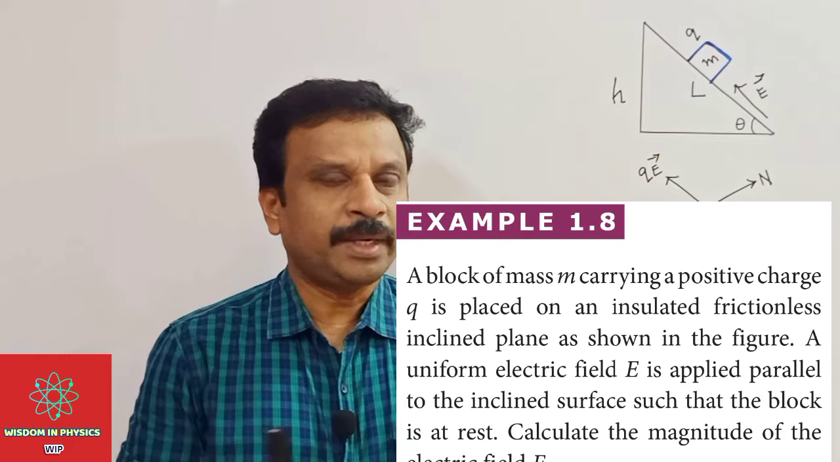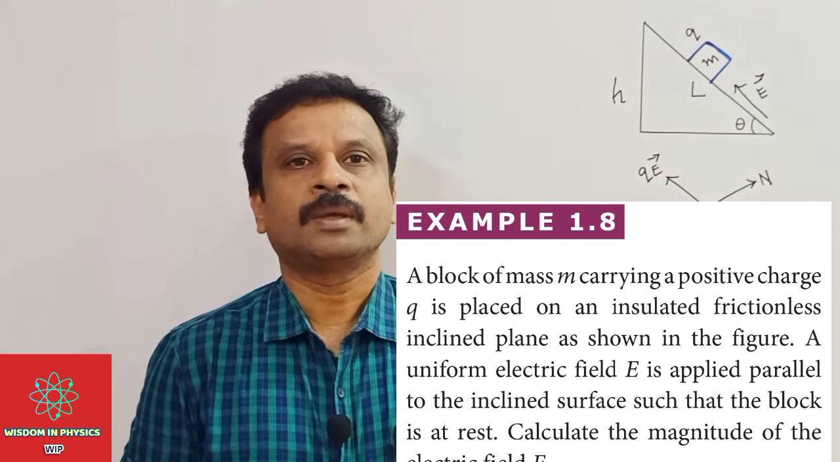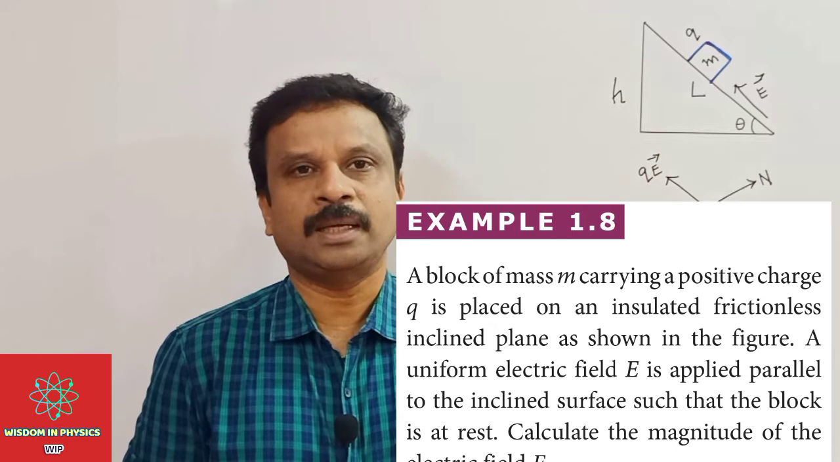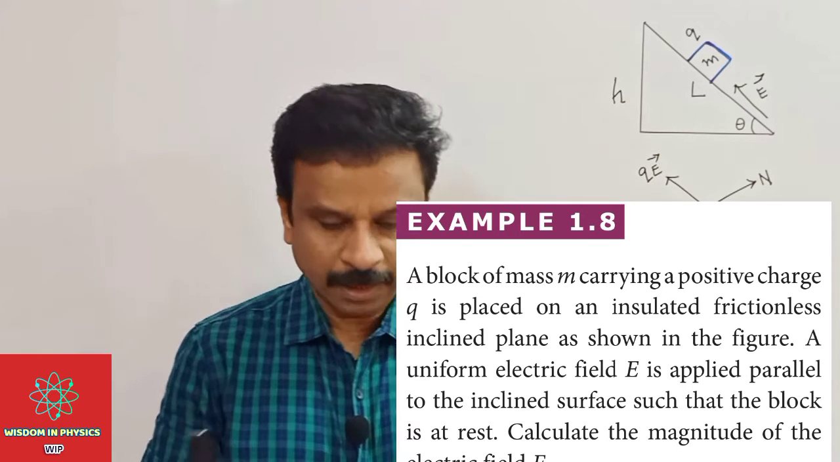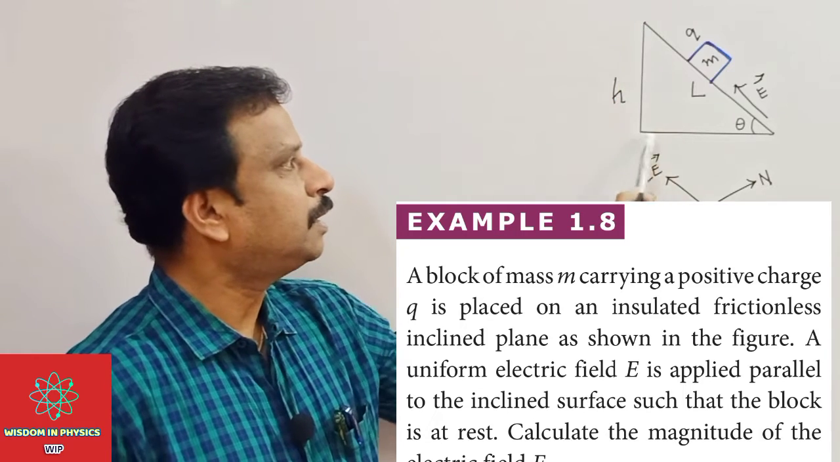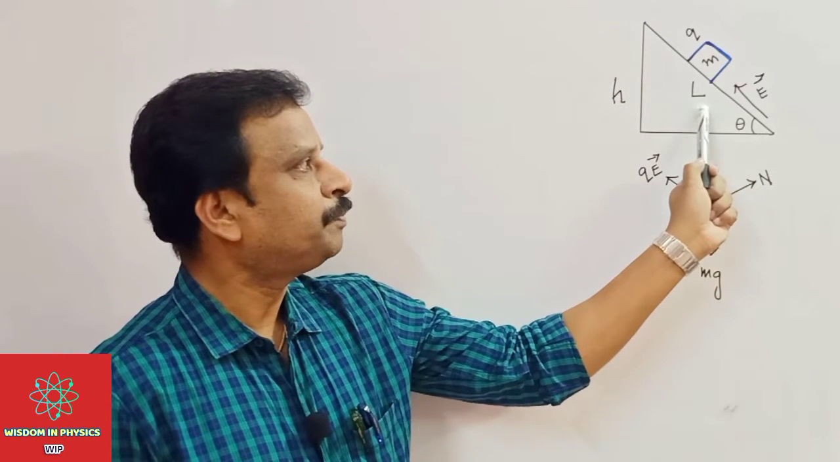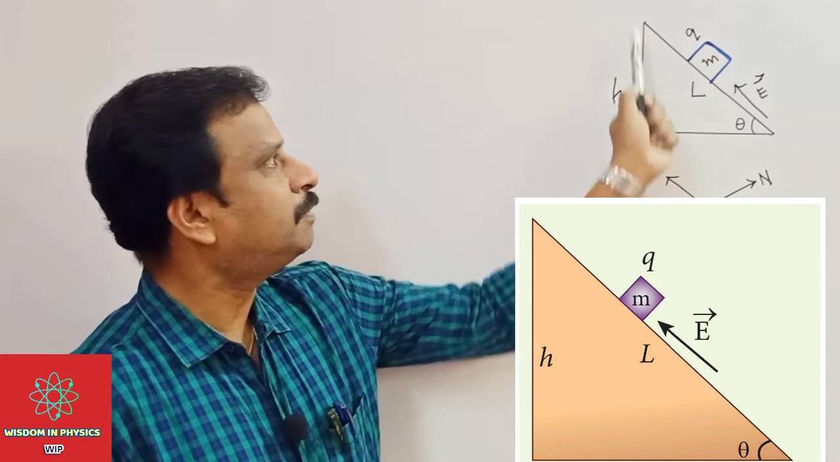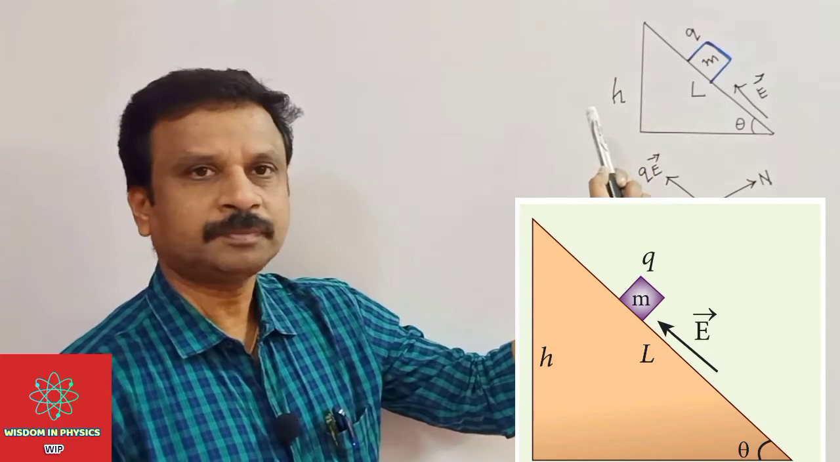So what we have to find out in this problem is the magnitude of the electric field when the block is at rest. So this is the problem, this is the situation. See the diagram. So we have an inclined plane of length L and the angle of inclination is theta. The height of the inclined plane is h.